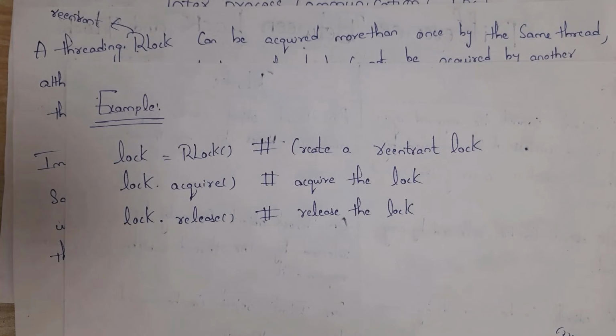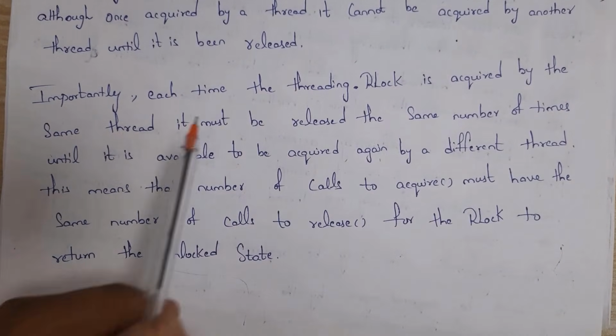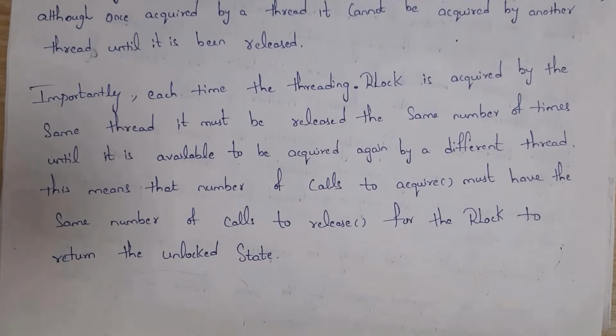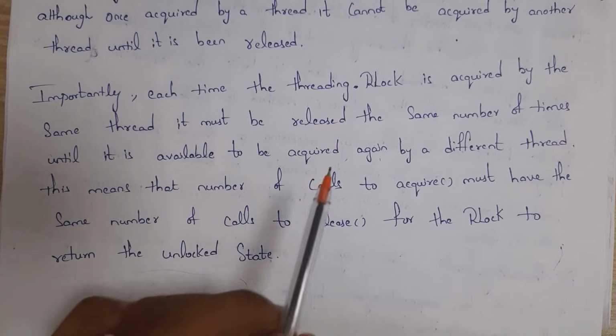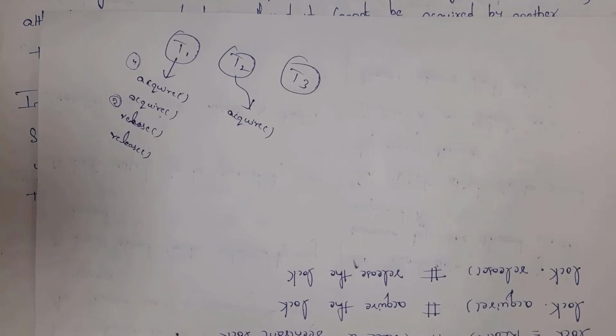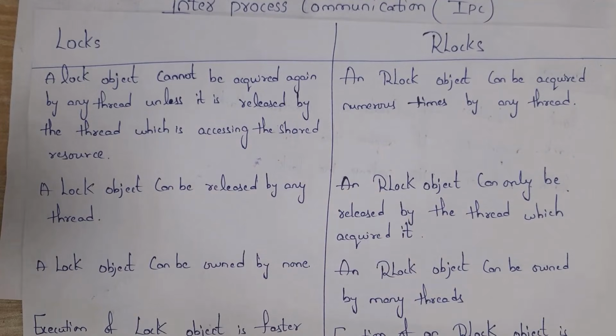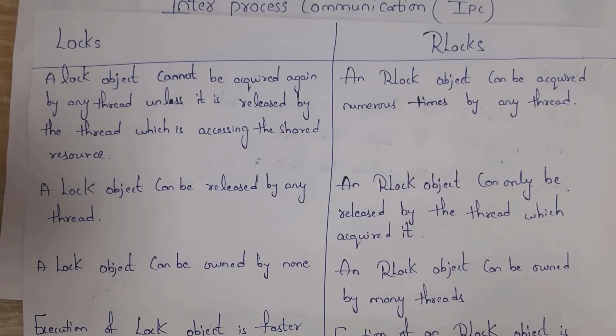This is a simple example. Importantly, each time the threading RLock is acquired by the same thread, it must be released the same number of times until it is available to be acquired by a different thread. I already said before, how many times you acquire lock, that many times you need to release this lock. That is nothing but how many times you call acquire method, that many times you need to call release method. Whereas Lock object can be acquired only once and the RLock object can be acquired numerous number of times. A Lock object can be released by any thread. An RLock object can be released by the thread which acquired it.